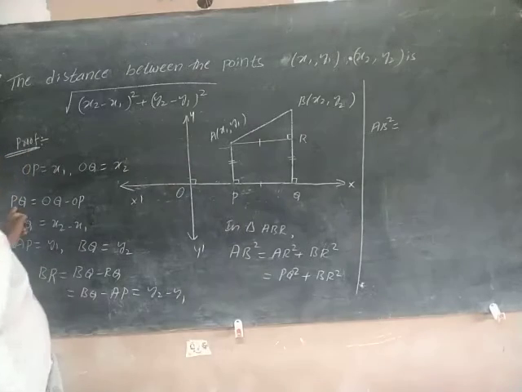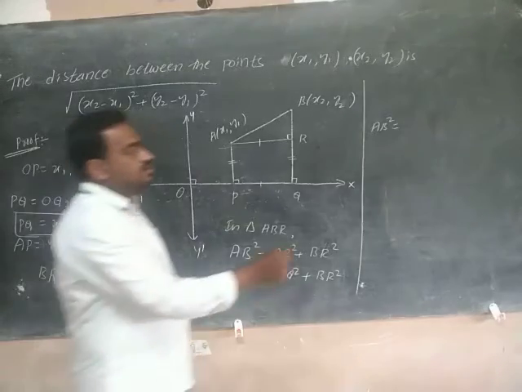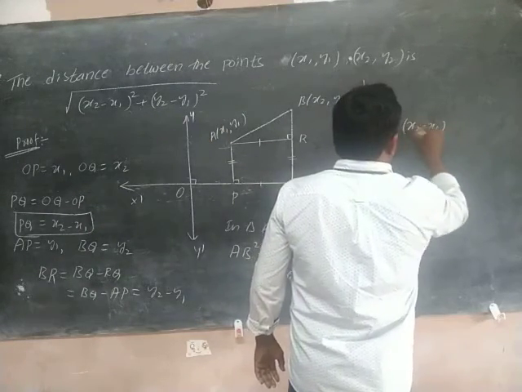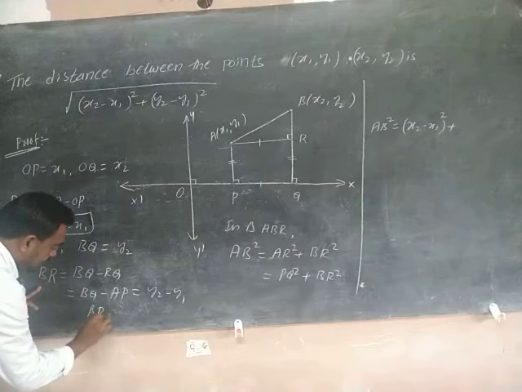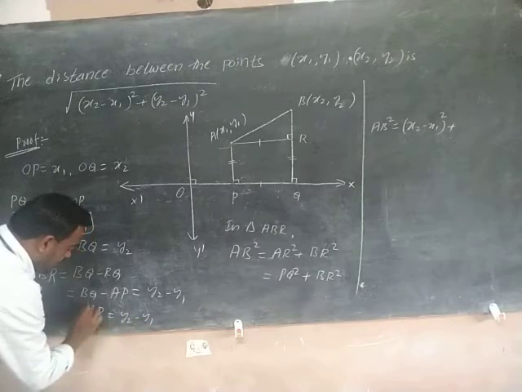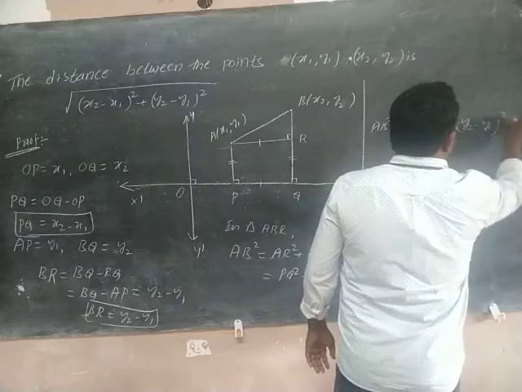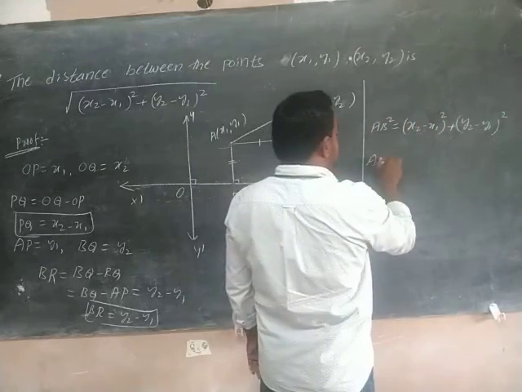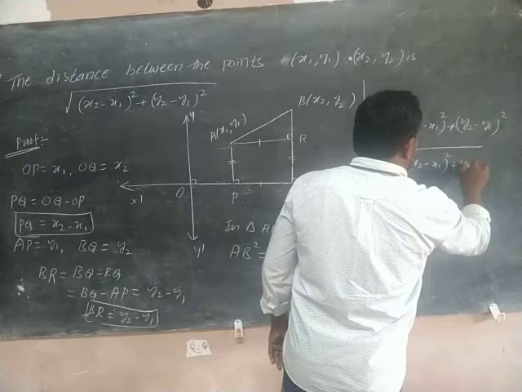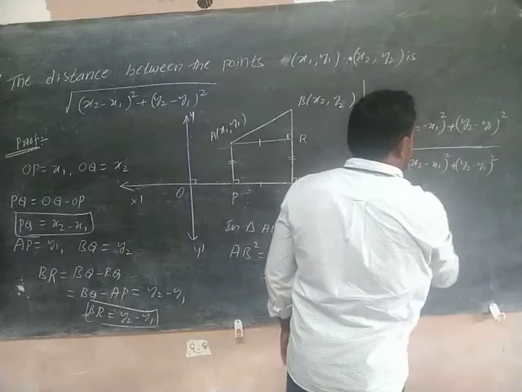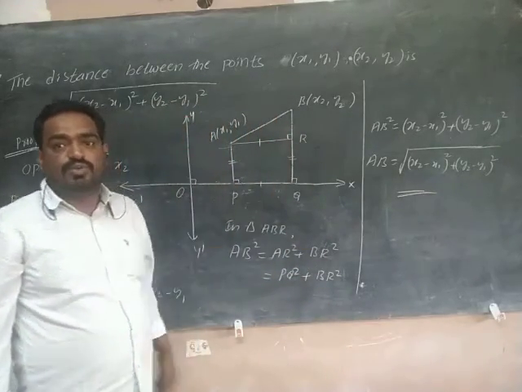PQ. PQ is equal to what we have here? PQ is equal to x2 minus x1. So x2 minus x1 whole square plus BR. BR is equal to y2 minus y1. So you substitute here y2 minus y1 whole square. Okay, now AB is equal to square root of x2 minus x1 whole square plus y2 minus y1 whole square. So this is the proof of the distance between the 2 points.